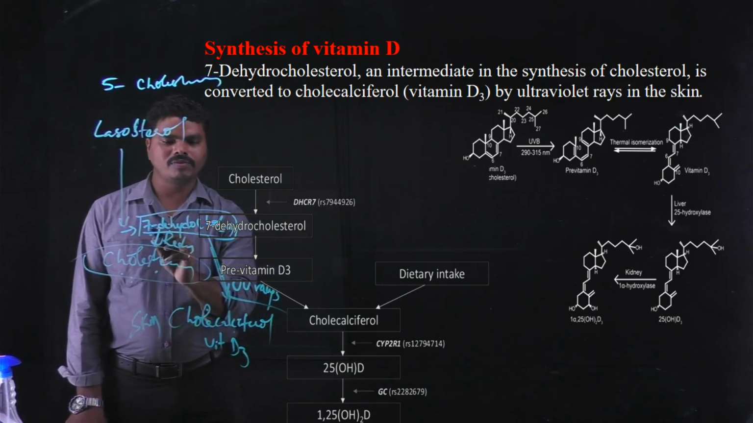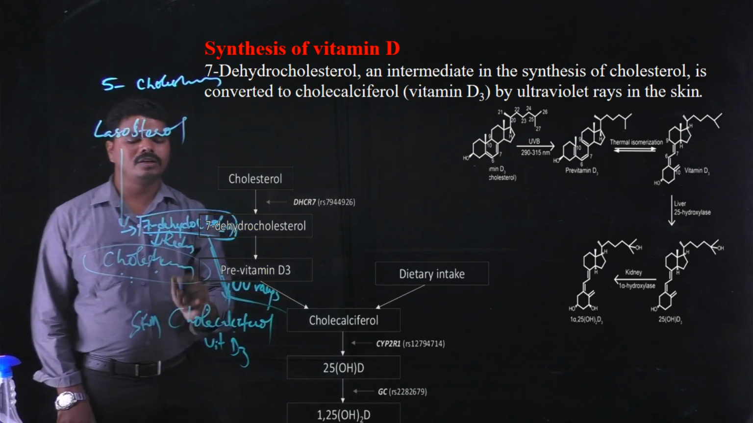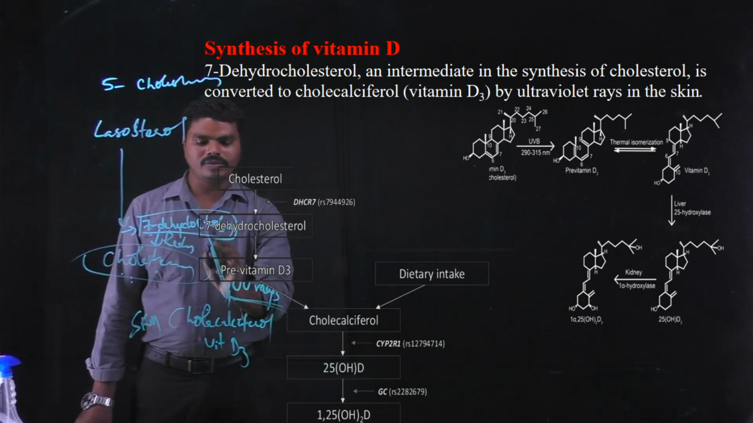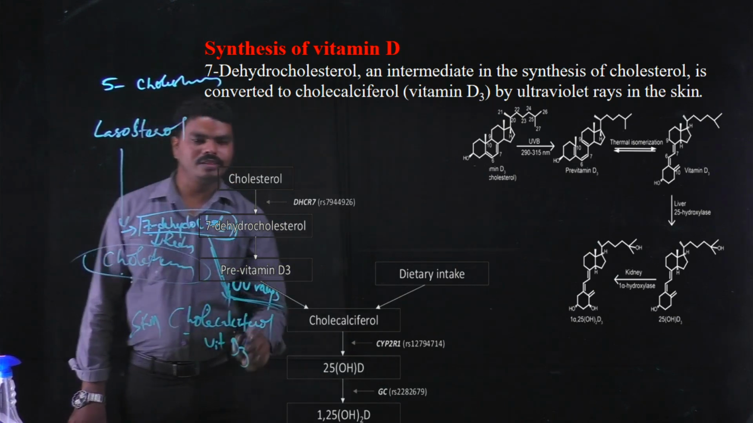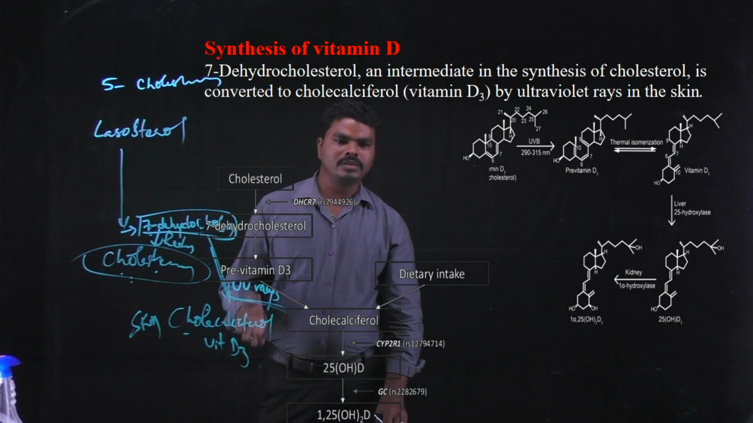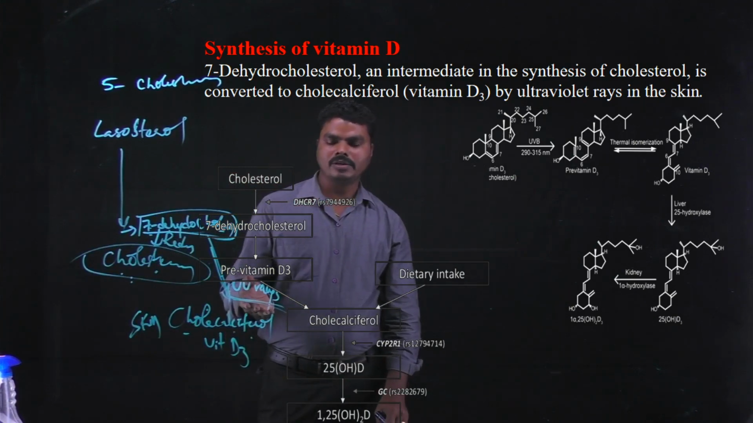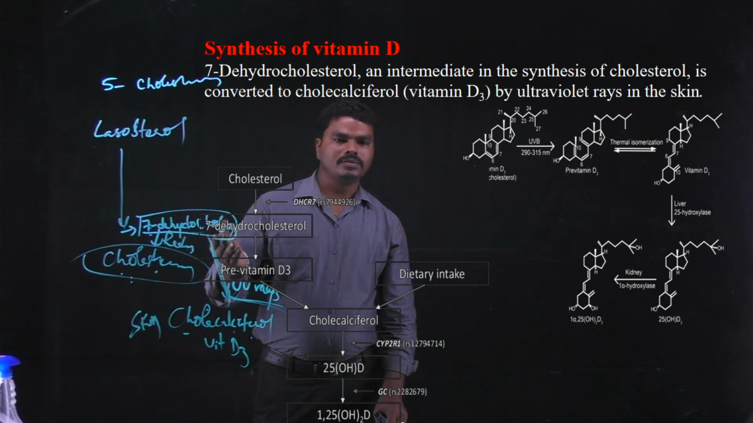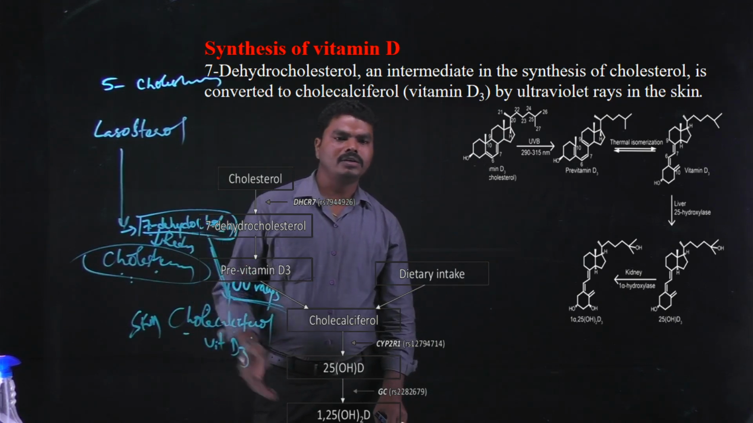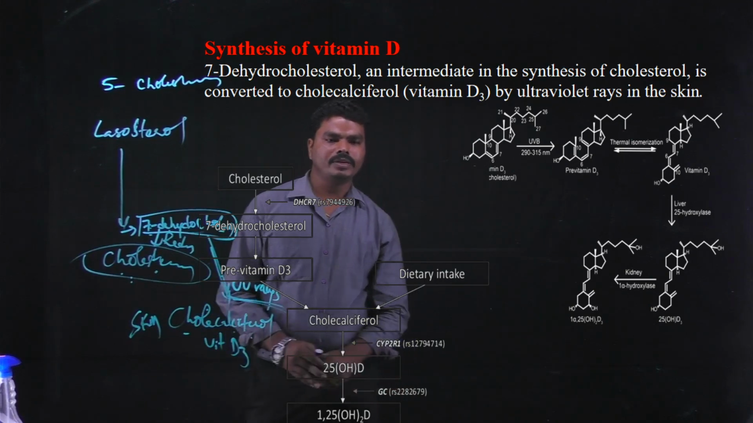So when the 7-dehydrocholesterol which is present in the skin is exposed to UV rays, then it will be converted into vitamin D3. That's why, when you are exposed to sunlight, in the sunlight we have UV rays, and those UV rays will convert the 7-dehydrocholesterol to cholecalciferol or vitamin D3.